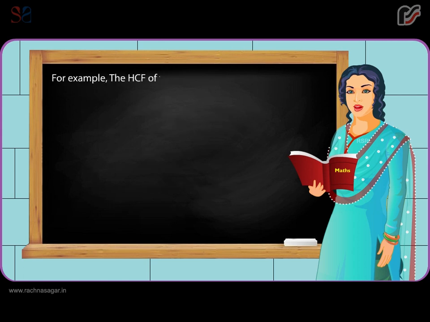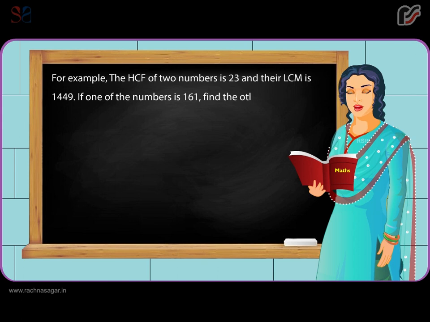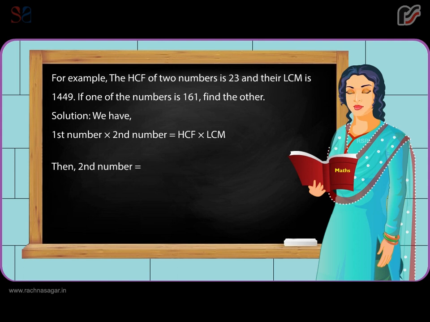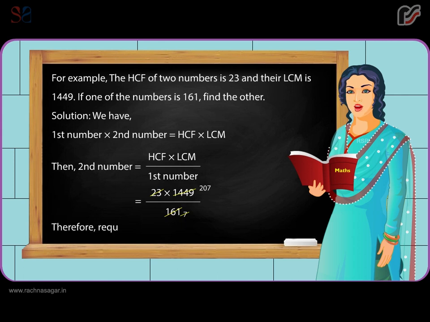For example, the HCF of two numbers is 23 and their LCM is 1449. If one of the numbers is 161, find the other. Solution. We have first number into second number is equal to HCF into LCM. Then, second number is equal to HCF multiplied by LCM whole divided by first number is equal to 23 multiplied by 1449 whole divided by 161 is equal to 207. Therefore, required second number is equal to 207.